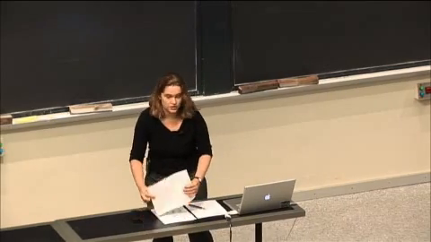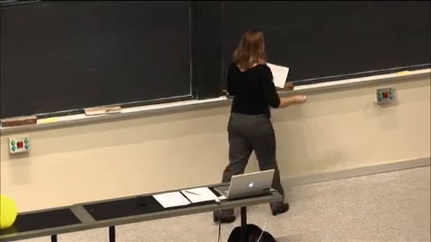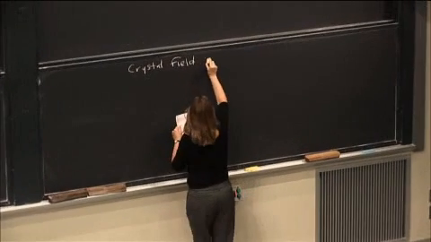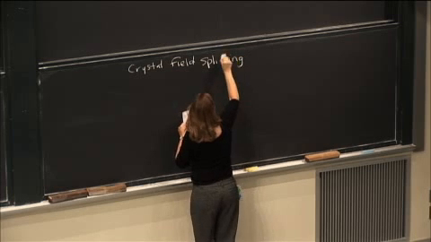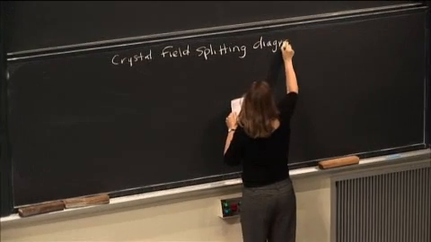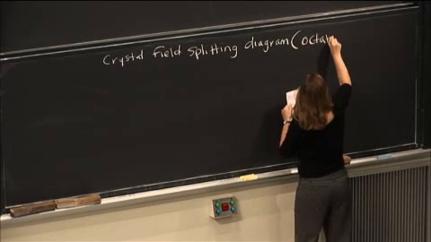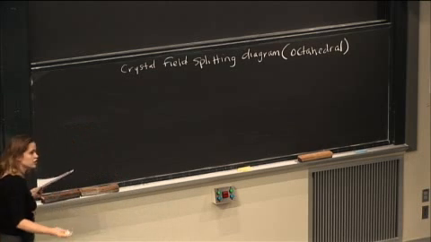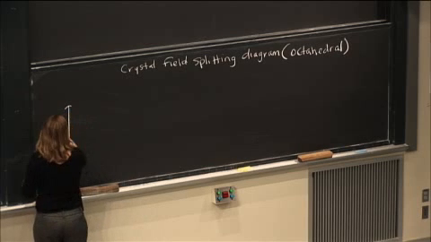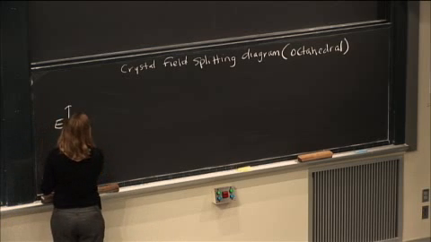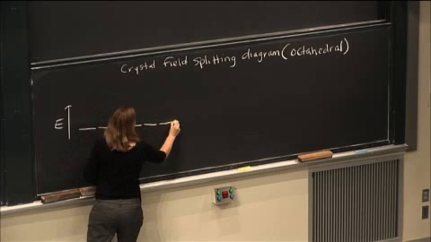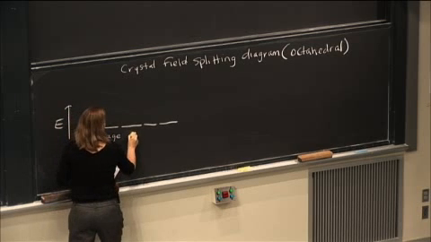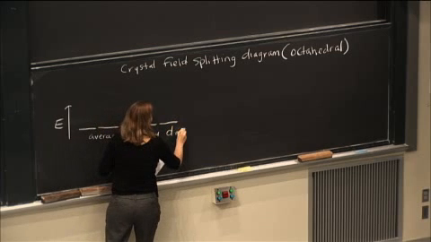Okay, so now we're going to draw some diagrams. I'm going to start over here. So we're going to draw what's called a crystal field splitting diagram. And this is for an octahedral case. And the diagrams are going to look different depending on what the geometry is. So when we draw this diagram, energy is going up. And we're going to start with our 5 d orbitals. And so this is going to be the average energy, the average energy of our d orbitals.